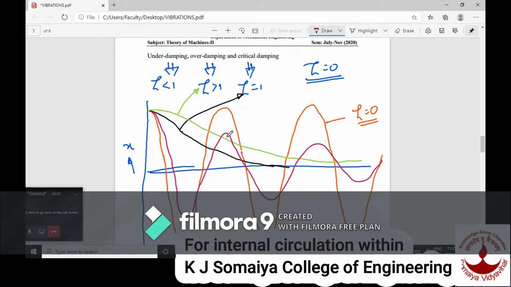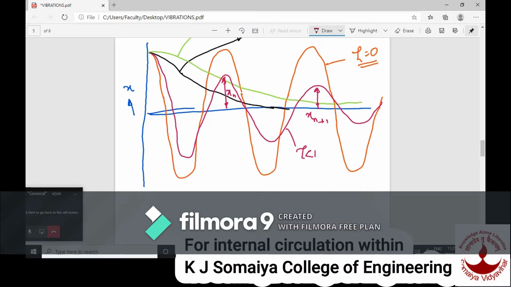So in this case of an underdamped system, if I find out the amplitude of xn and xn plus 1, a constant decay is observed, and this is called as what? Critically damped. That is when zeta is less than 1.